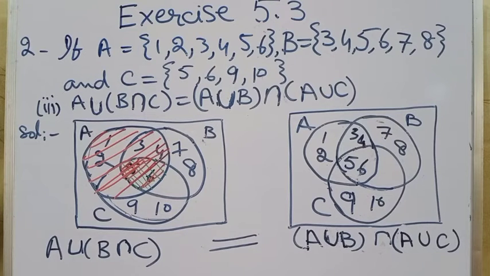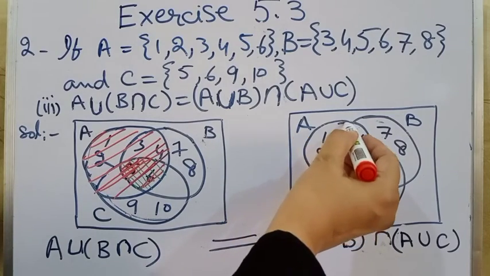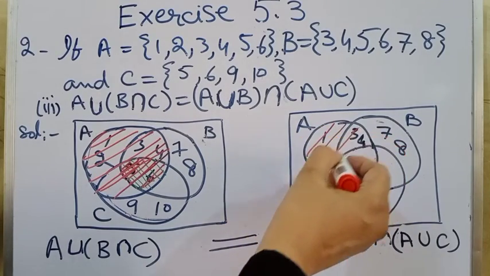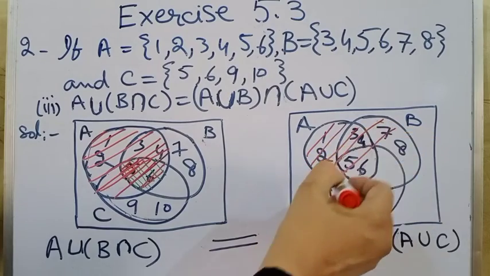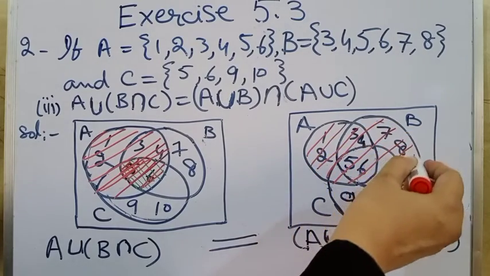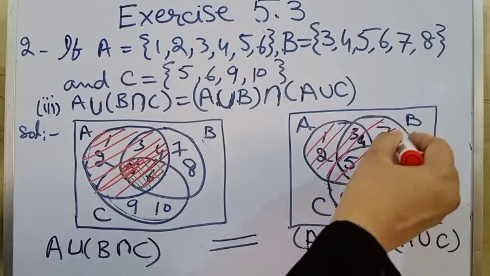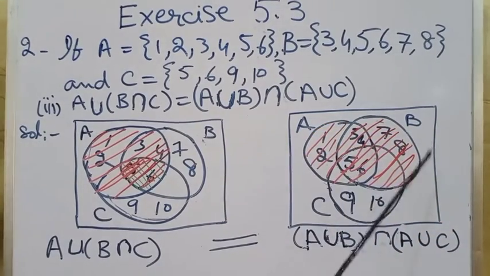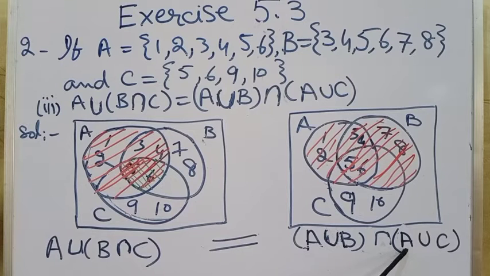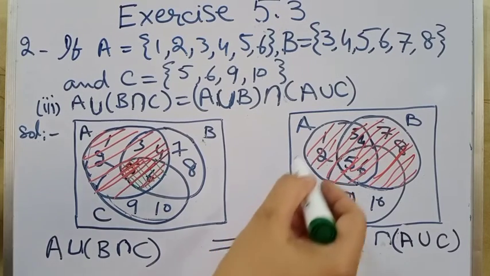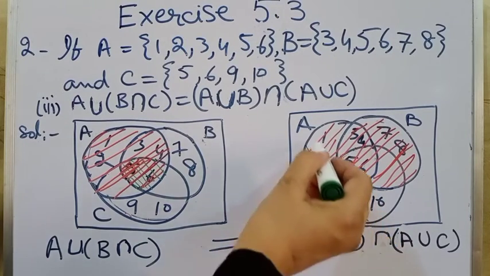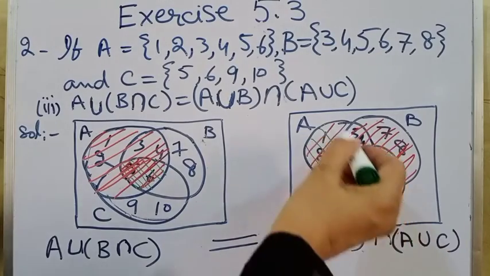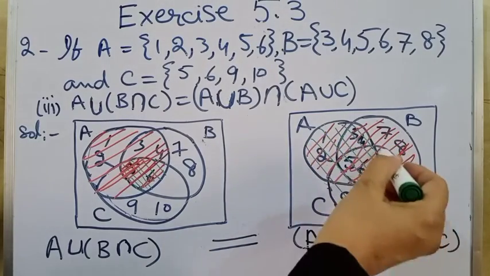A union B, set A has all elements with set B. We have such a colored diagram. This is A union B, and next we have A union C, all elements of A, all elements of set C.